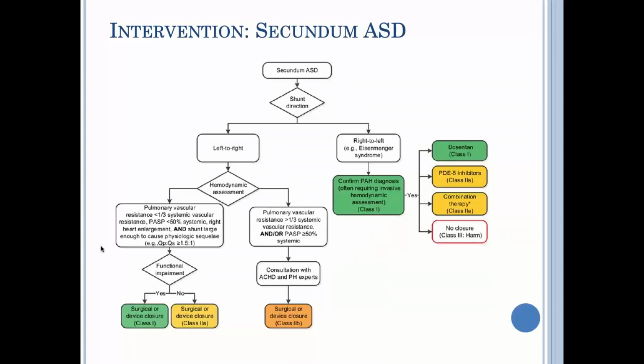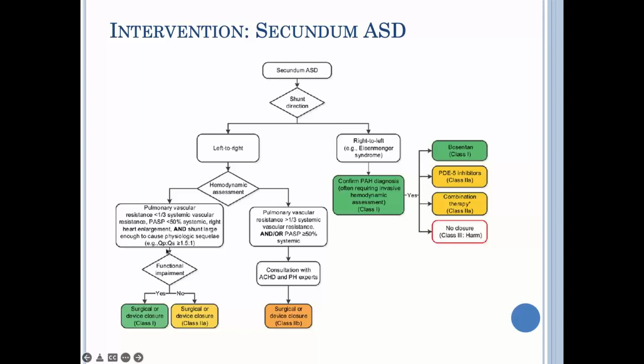And they have this in terms of an algorithm for secundum ASD, because there are options for surgical and device closure. They've tried to cover both. So if the shunt direction is left to right, that's usually followed by the hemodynamic assessment. Even though echocardiography is validated for assessing the shunt flow, generally an invasive assessment is considered.